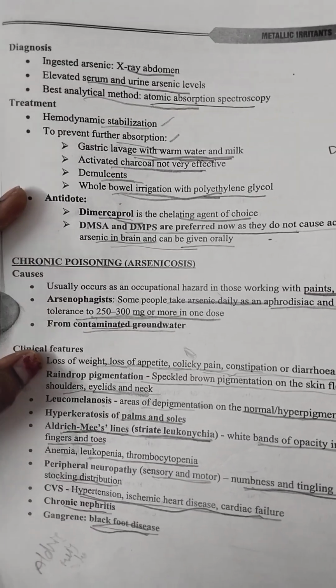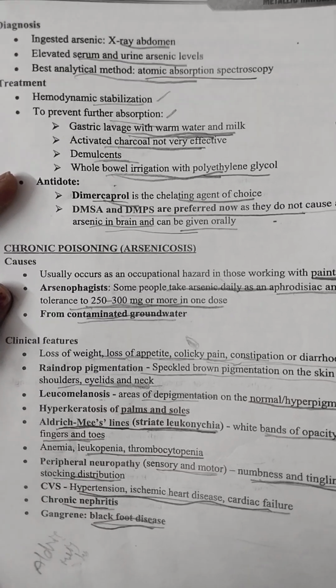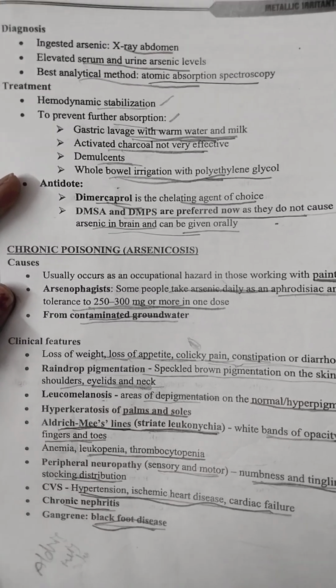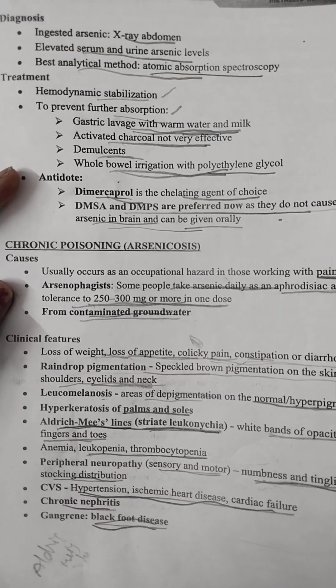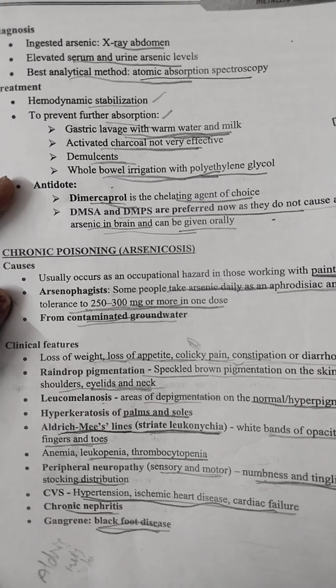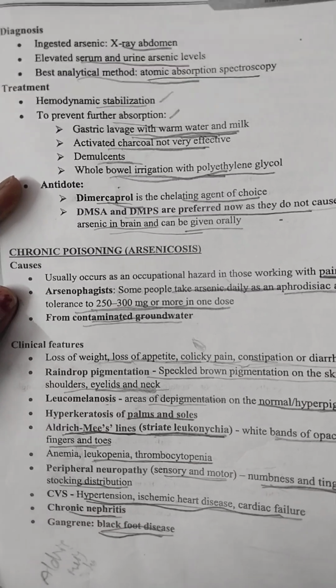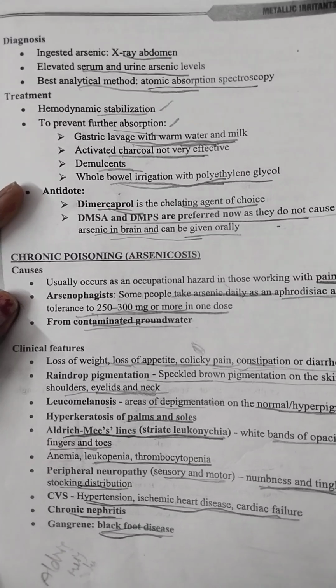Okay. So how do we diagnose arsenic poisoning? We will do an X-ray abdomen, and we will ask for serum. We will go with serodiagnosis, where we will see elevated serum and urine arsenic levels. Urine examination, serum examination, we will find this. And the best analytical method is atomic absorption spectroscopy.